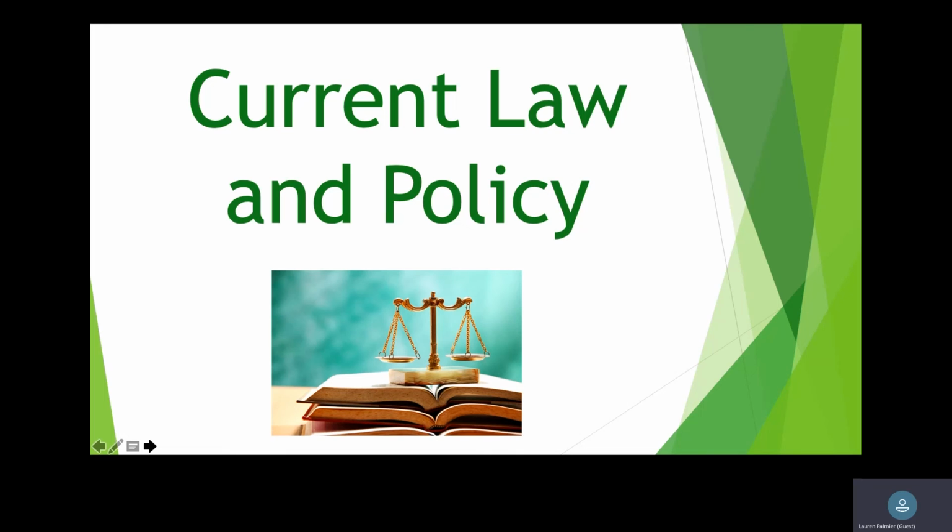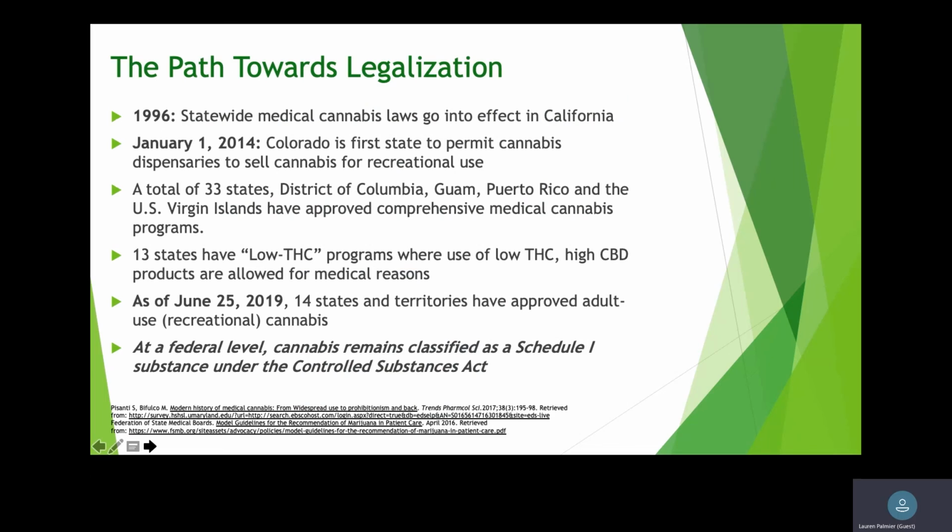So now we're going to switch gears a little bit and talk about current law and policy. In 1996 is where we really started seeing medical cannabis come alive in the United States. California was our trailblazing state. They saw their medical cannabis laws go into effect in 1996. On January 1st of 2014, Colorado became the first state to permit cannabis dispensaries to sell recreational cannabis. So we saw Colorado leading the way in 2014 in that aspect.